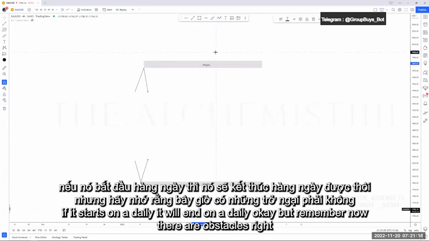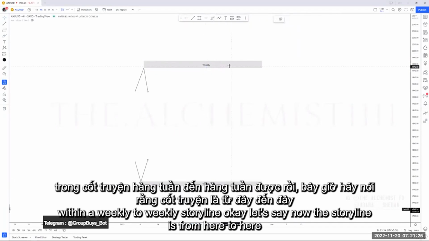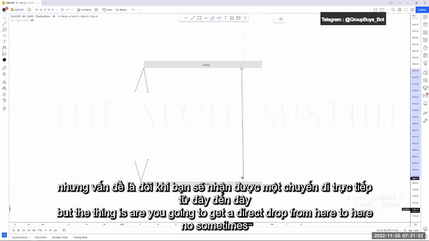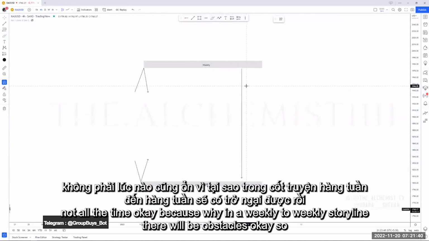But remember, now there are obstacles. So what are obstacles actually? We call them hurdles. So within a weekly to weekly storyline, let's say now the storyline is from here to here. Are you going to get a direct drop from here to here? No. Sometimes you wish, but it just never happens. Sometimes it will, but not all the time.